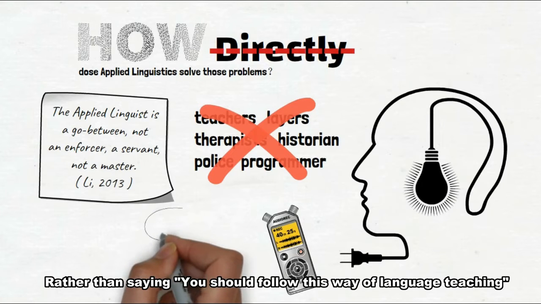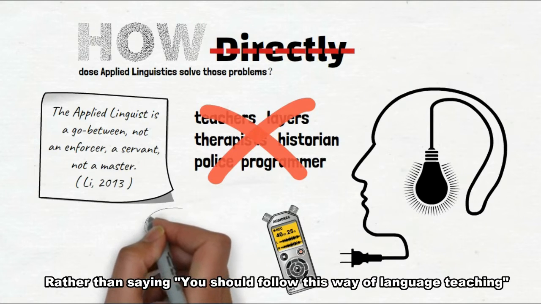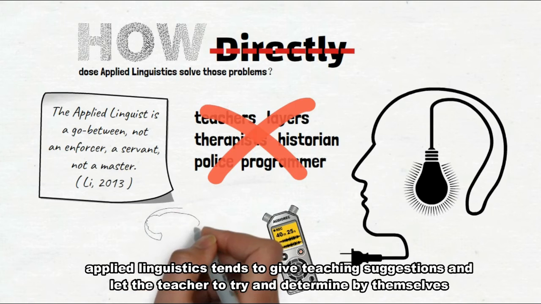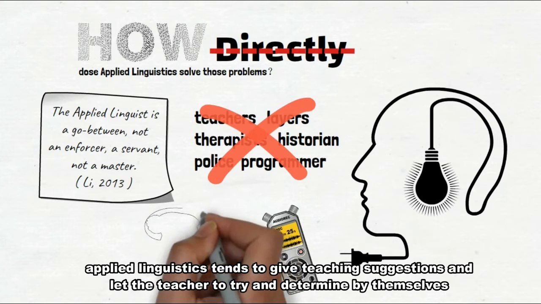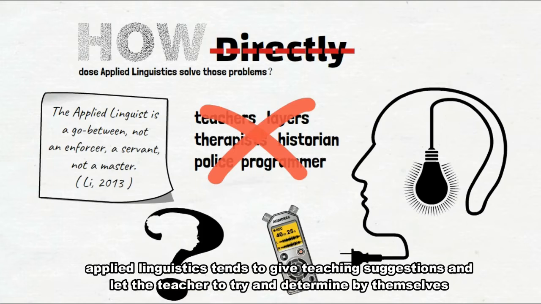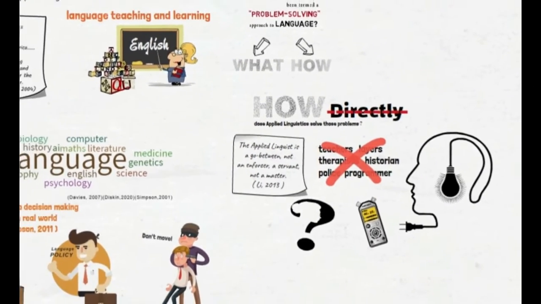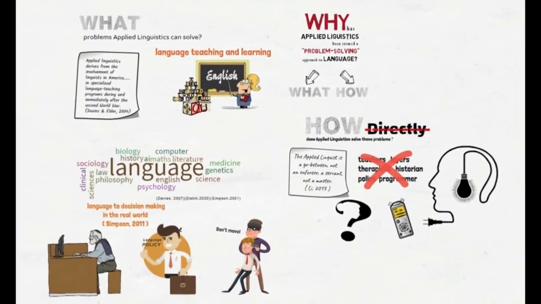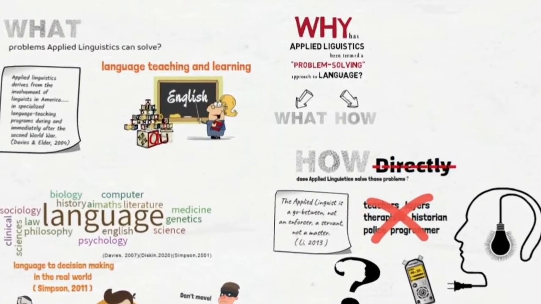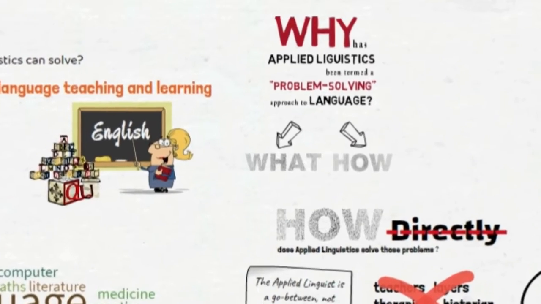Rather than saying you should follow this way of language teaching, applied linguistics tends to give teaching suggestions and let the teacher try and determine by themselves. That's why applied linguistics has been termed a problem-solving approach to language. When described in this way, I believe you can see the key elements and characteristics of this discipline.